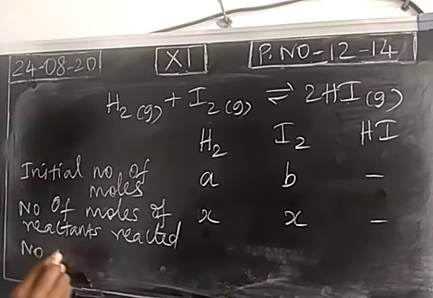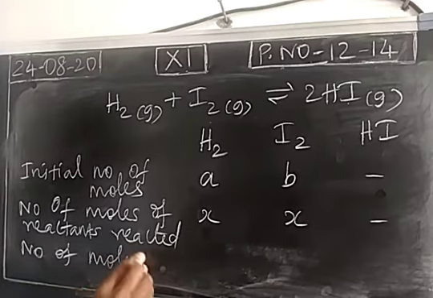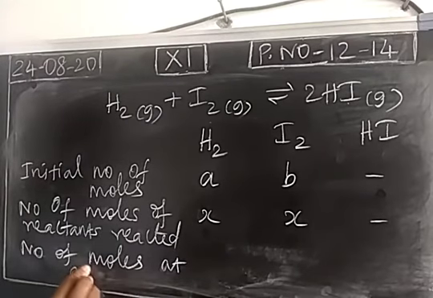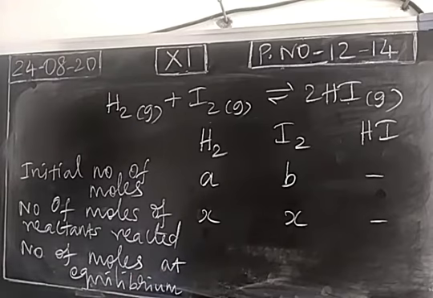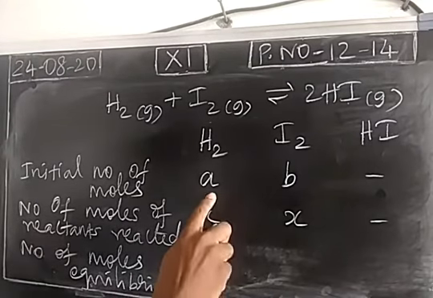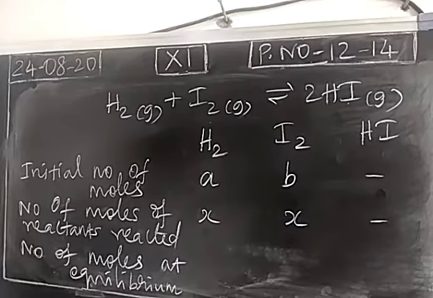Then the number of moles at equilibrium. Before the reaction starts, A mole of hydrogen, B mole of iodine. After the reaction starts, X mole of reactants are converted into the product. At equilibrium we have both reactant as well as product.